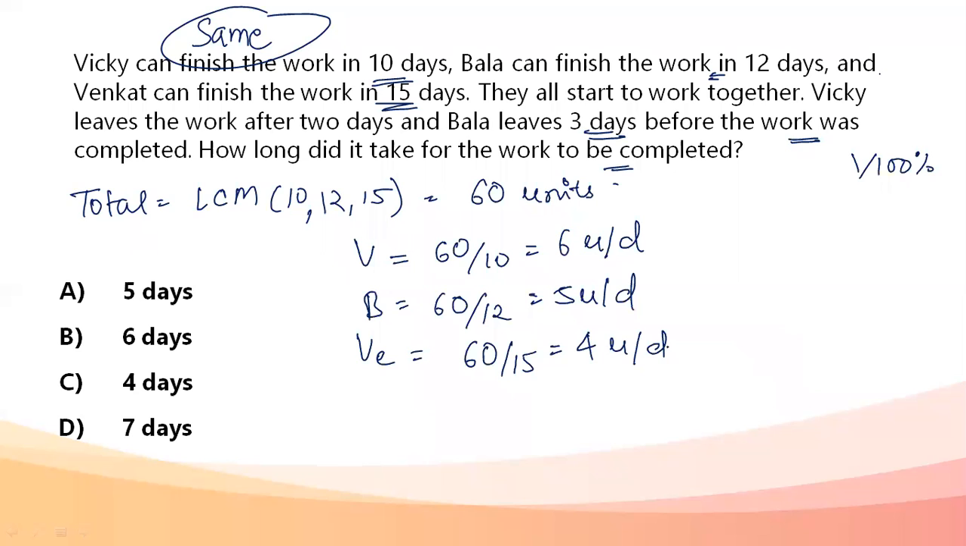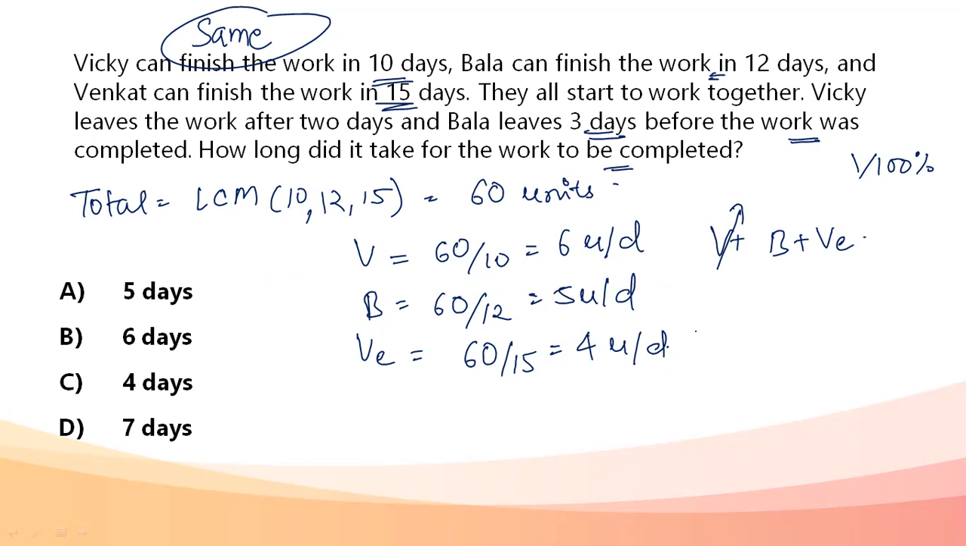The next thing that we have to look for here is, it is given in the question that they all start to work together. So they are working together, V plus B plus VE. And after 2 days, Vicky leaves. That means they were initially working together.